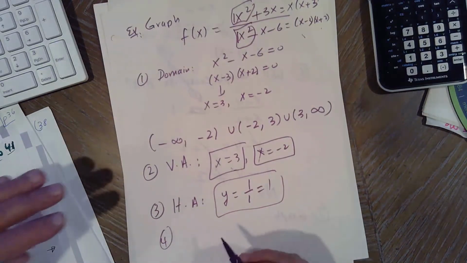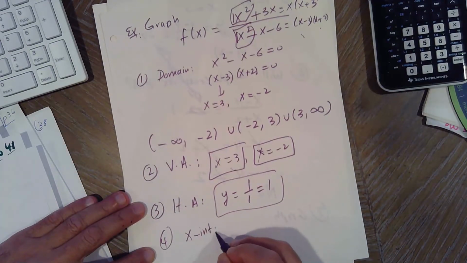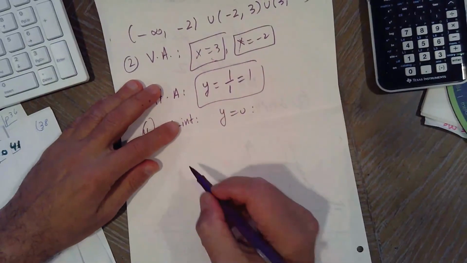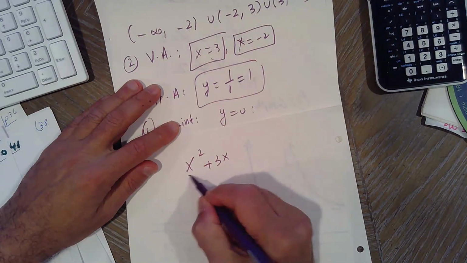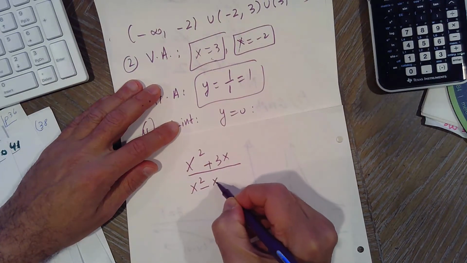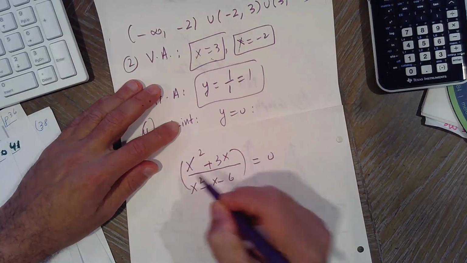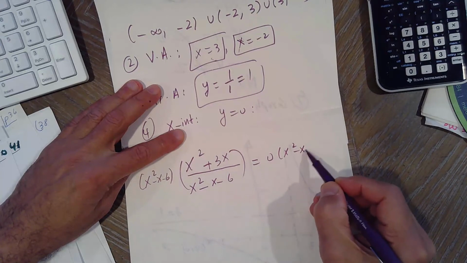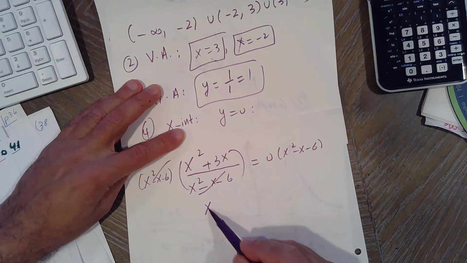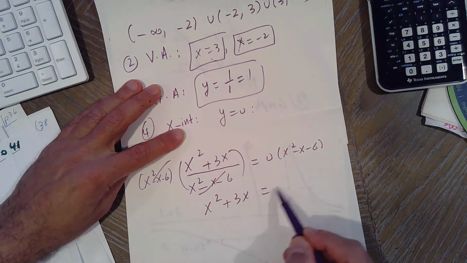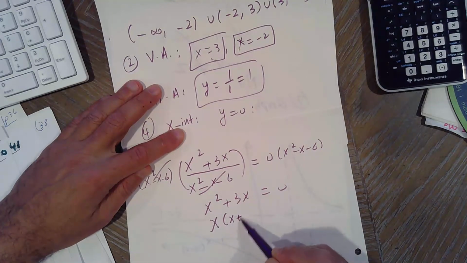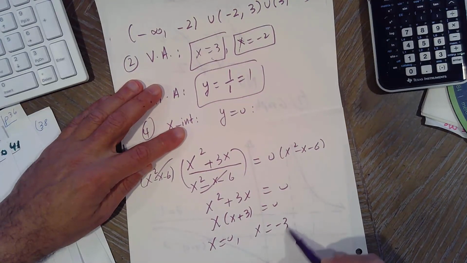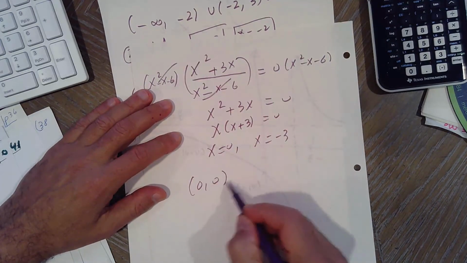And then the intercepts. For the x-intercept, you put y equals 0. So you have x squared plus 3x over x squared minus x minus 6 equals 0. You're going to solve, so you're going to get rid of the fraction by multiplying by this guy. That cancels out. x squared plus 3x equals 0. Factor out the x. So we have at 0, 0 and at negative 3, 0 are the x-intercepts.